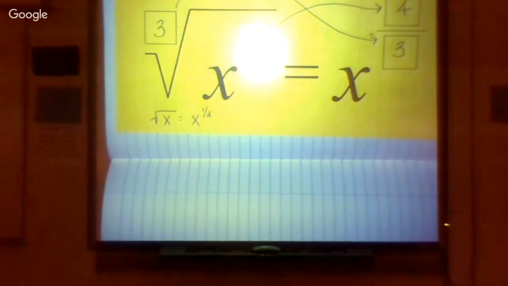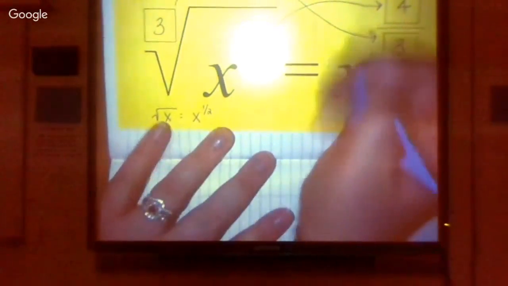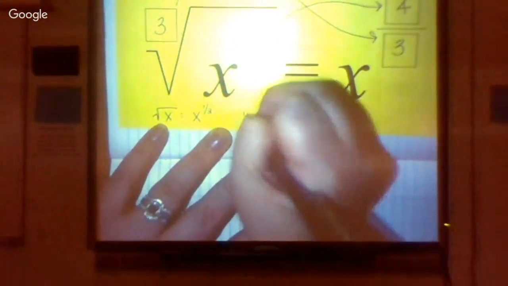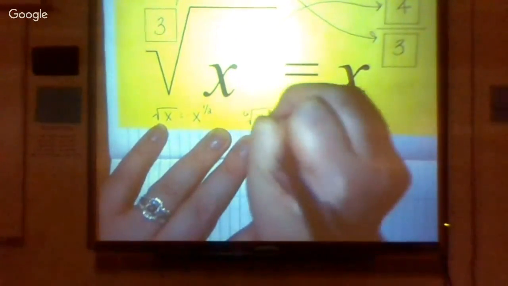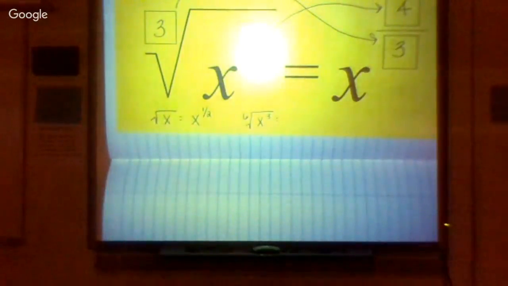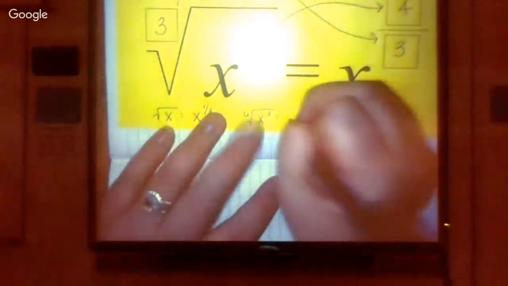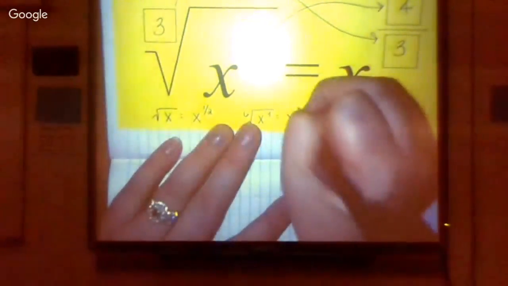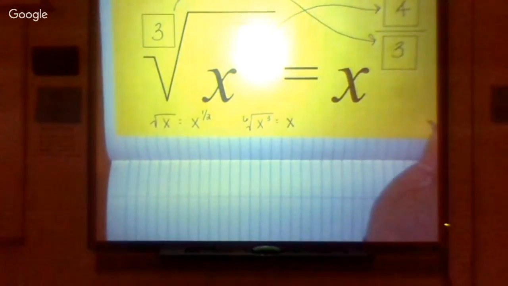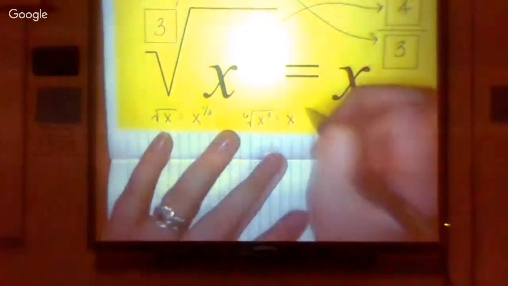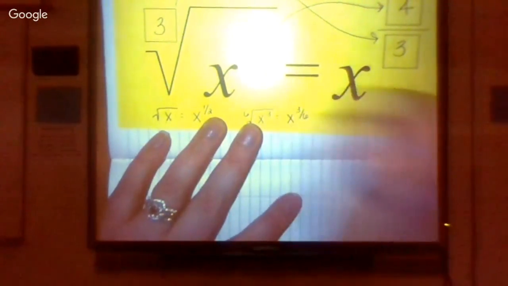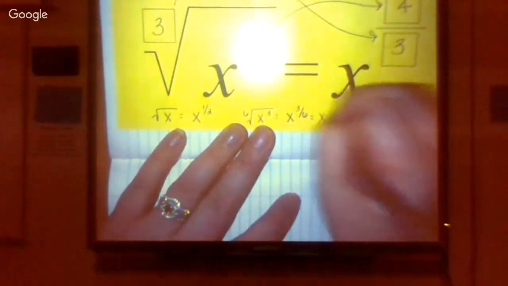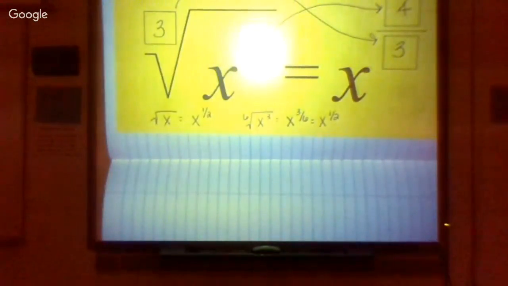Okay. If I had something like the 6th root of x to the 3rd, this would be x to the 3/6. Exponent goes on top, index goes on the bottom. What's 3/6 reduced down to? 1/2. So this is truly x to the 1/2.